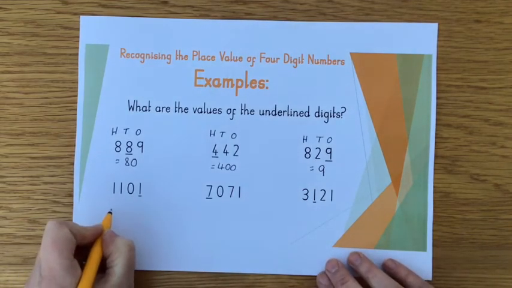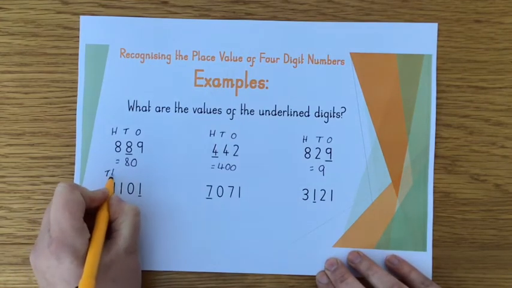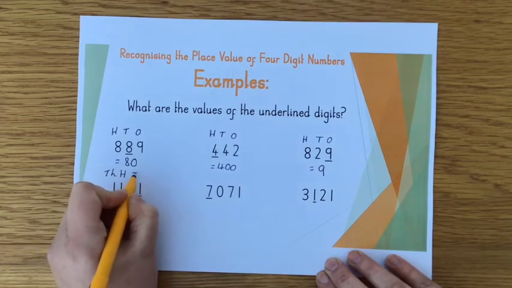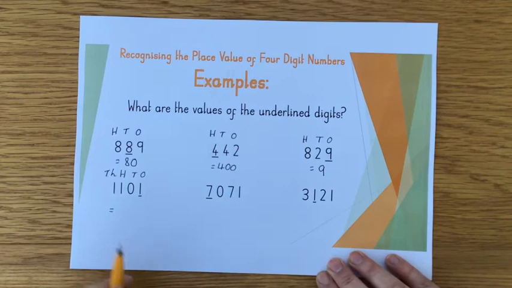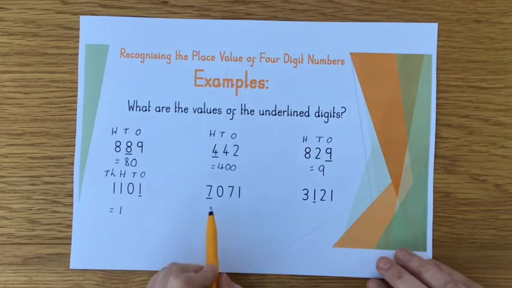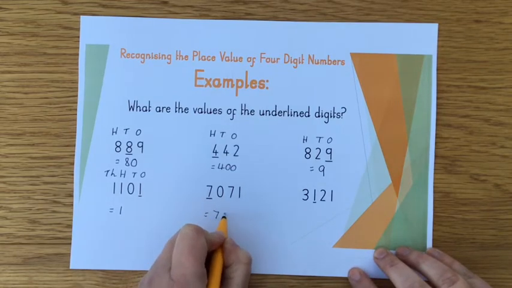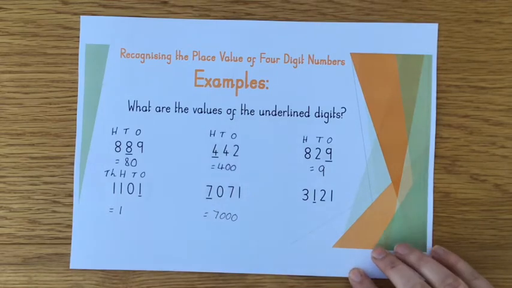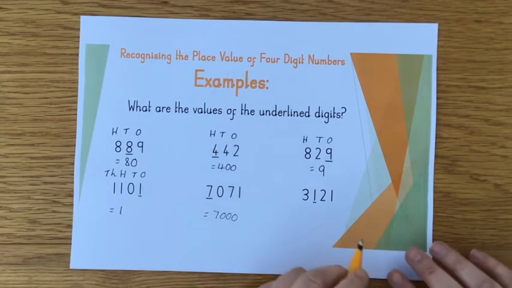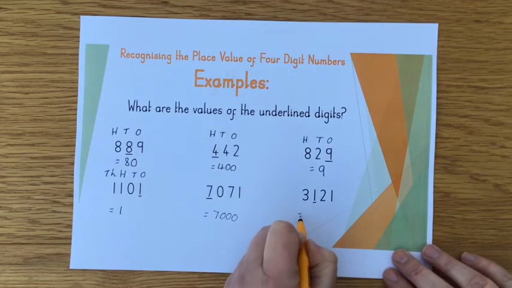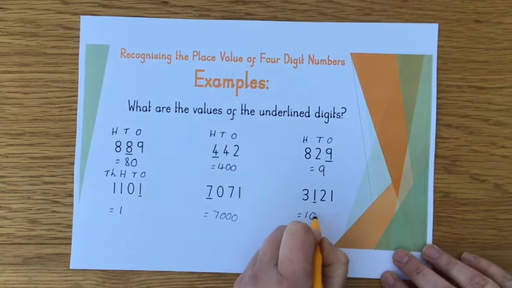1101. Well, if you're going to label up your columns, don't forget we've got an extra number, so it's thousands, hundreds, tens and ones in this case. 1 thousand, 1 hundred, no tens, and just 1 on its own. 7071. Well, I know I've got 7 thousands. 3121, 3 thousands, 1 hundred, 2 tens and 1 one. So the value of this underlined digit is 100.